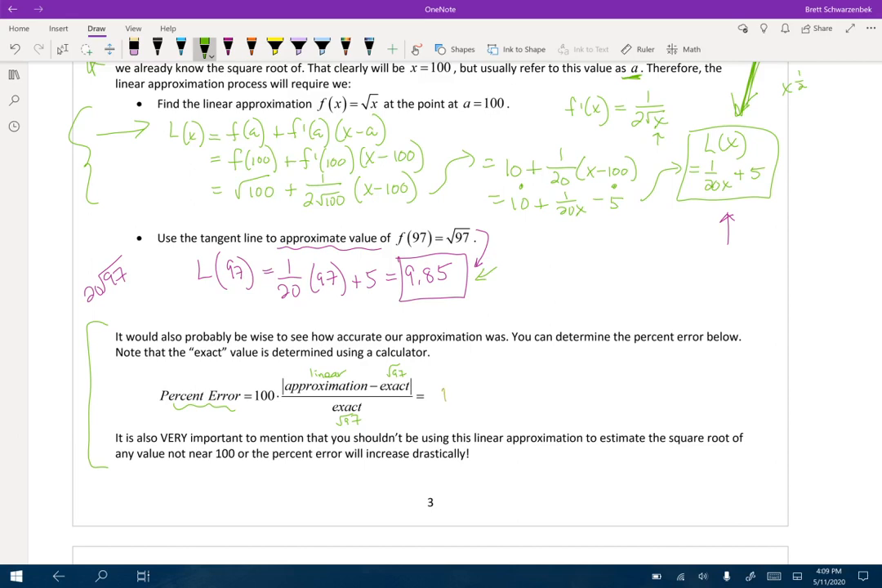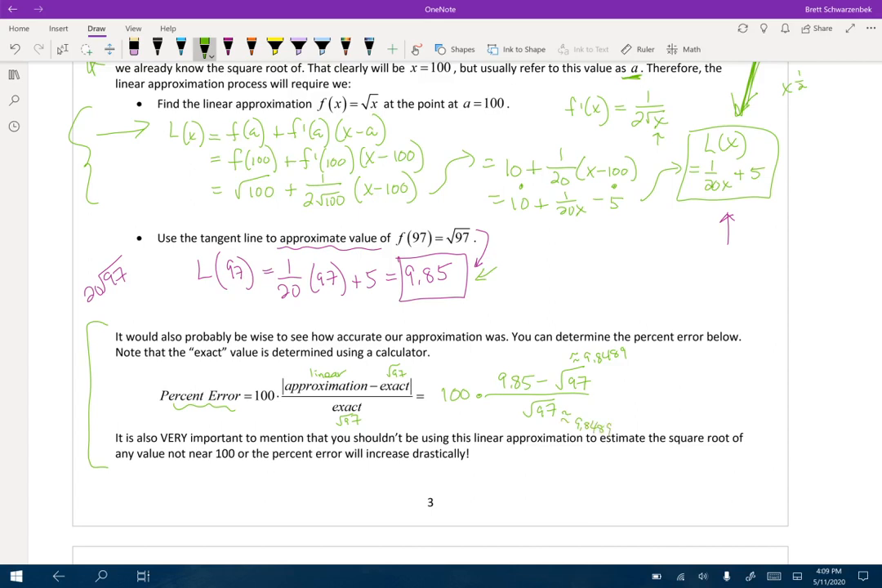Well, let's see. So 100 times, our linear approximation was 9.85. But if we substitute root 97 in the calculator, we can do that as is, and it's over root 97 as well. By the way, this is approximately 9.8489. So hopefully this kind of blows you away a little bit.